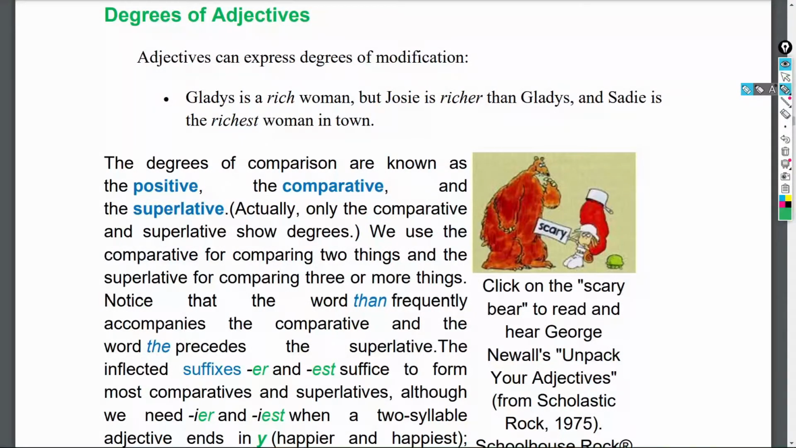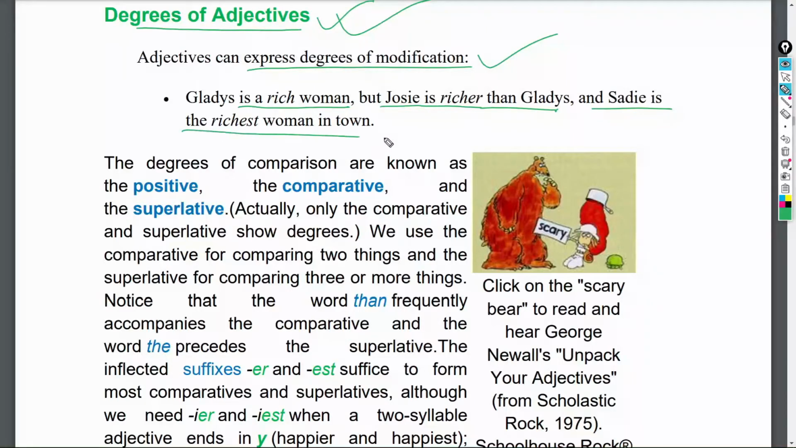तो अभी हम धीरे धीरे आते हैं degrees of adjective. Adjectives can express the degrees of modification. Suppose Galdis is a rich woman, but Joshi is richer than Galdis, and Sadie is the richest woman in town. Therefore, how many degrees are there? There are 3 degrees, of course. One is positive, the second one is comparative, the next one is superlative, the superlative degree.